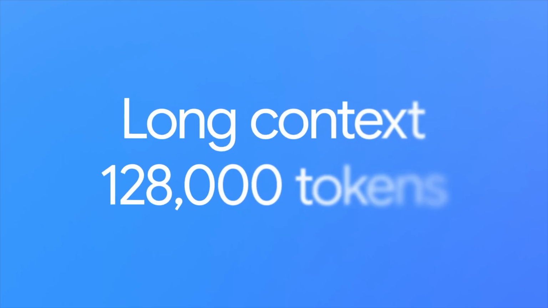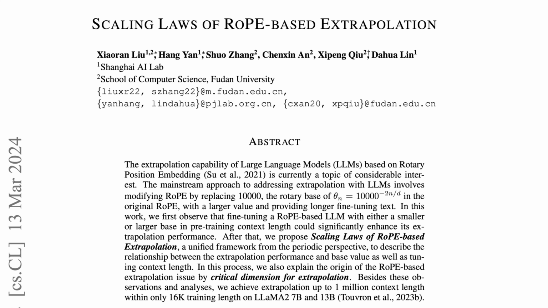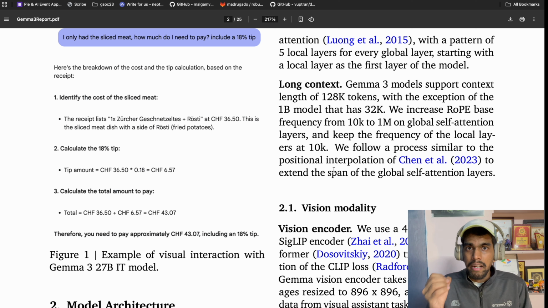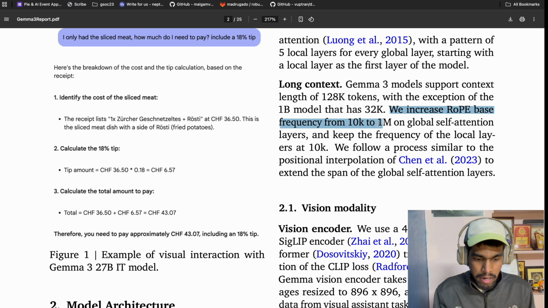The second feature is the increase in context size to 128k tokens. If you look at the 1 billion parameter Gemma 3, it only has 32k tokens. But the 4 billion, 12 billion and 27 billion have a context window of 128k tokens. So it starts with 32k and then you extend it to 128k tokens using the concept of scaling RoPE embeddings. RoPE embedding is nothing but rotary position embeddings.